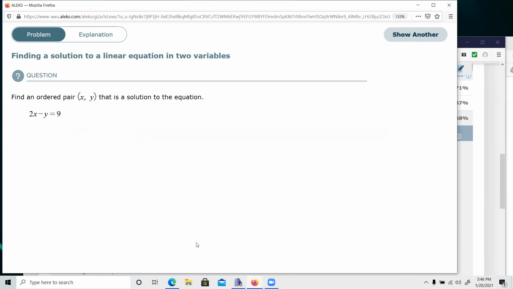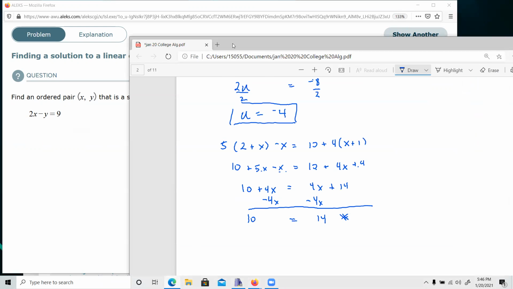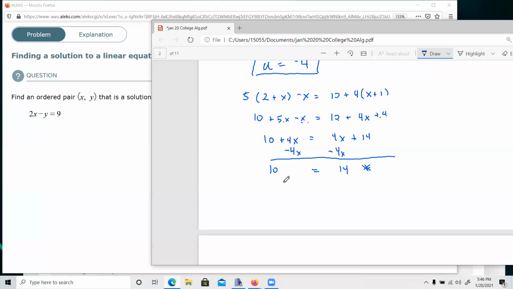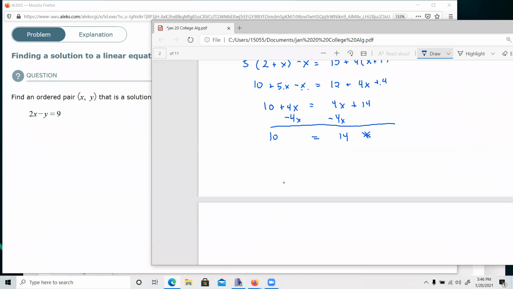Really? That's okay. I thought they were talking about something a little bit more complicated, but that's okay. We can start here. So what we want to know here is 2x minus y is equal to 9.